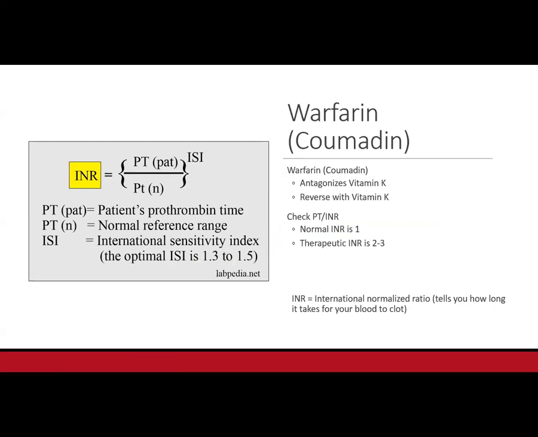So warfarin, since we talked about this yesterday, today I went ahead and put the little formula that it is for your INR, which is your international normalized ratio. So it basically tells you how long it takes for blood to clot. So you've got your PT of the patient over the normal reference range. Warfarin antagonizes vitamin K and is reversed with vitamin K. You want to check your PT INR. Normal INR is 1, therapeutic for them, INR is 2 to 3. So with them, you do want to make sure that with your discharge teaching, they know to continuously check their INR.